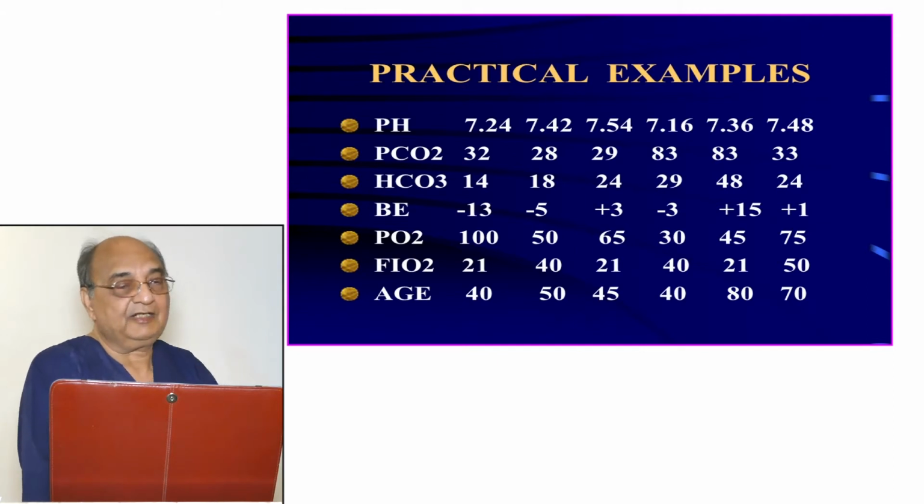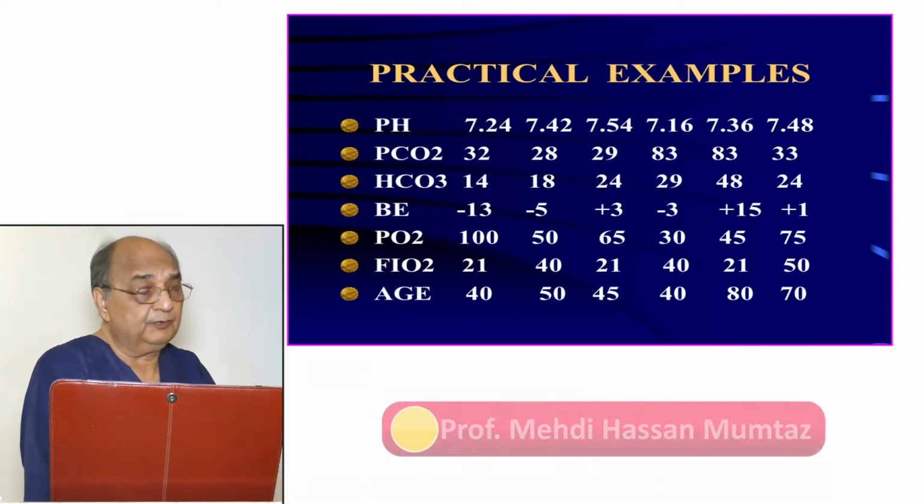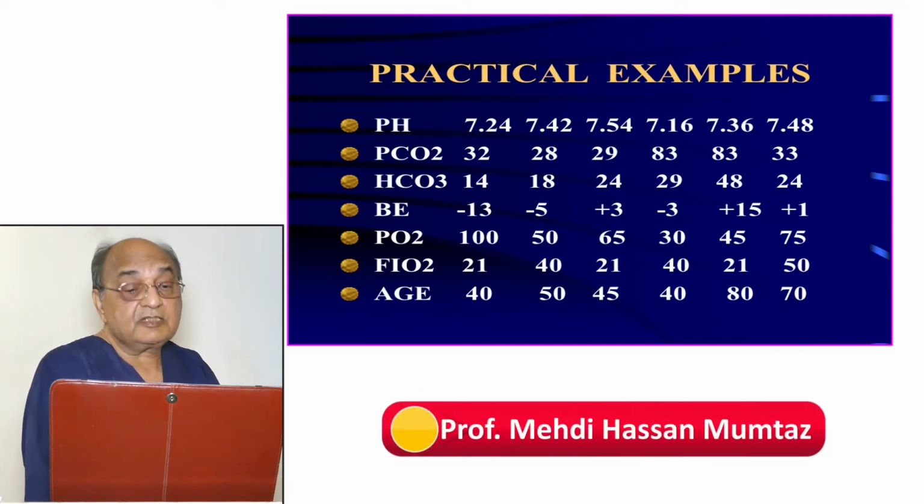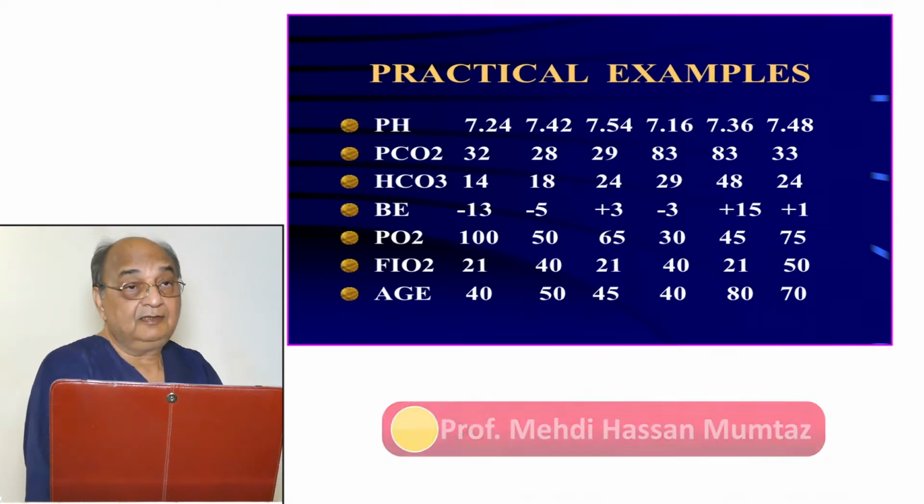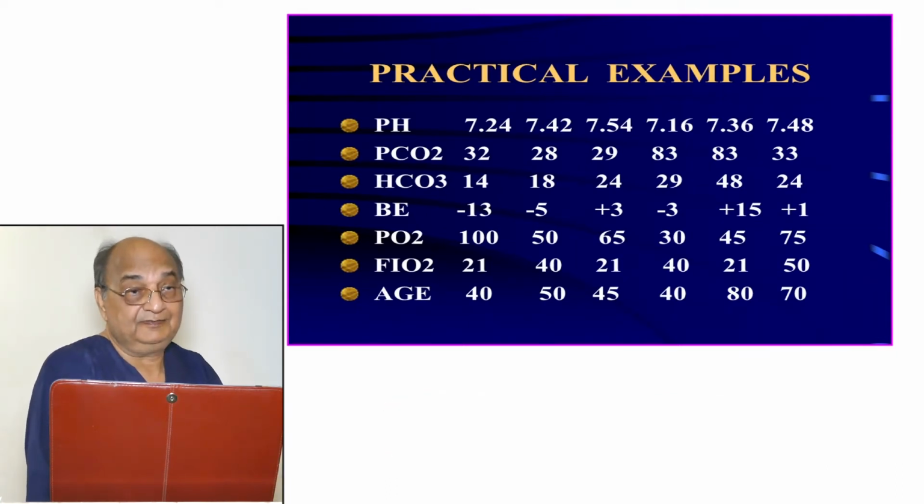Then you go to bicarbonate. Bicarbonate normally is 24 to 26 or 22 to 24. So this is 14. It's very less. So it means this is the causative factor. So it is metabolic acidosis.